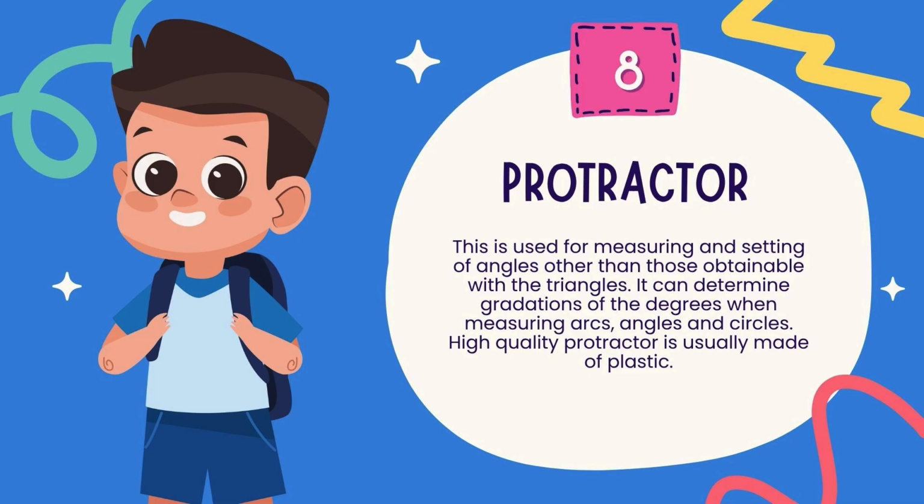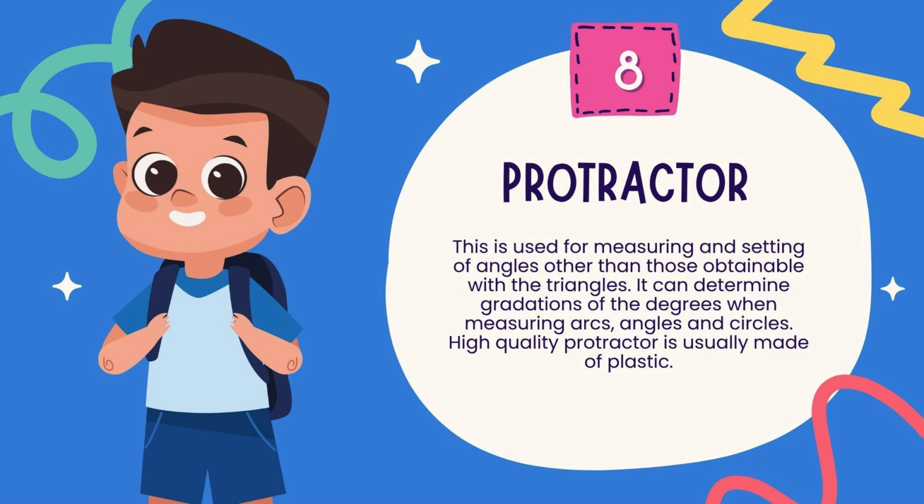Protractor. This is used for measuring and setting of angles other than those obtainable with the triangles. It can determine gradations of the degrees when measuring arcs, angles and circles. A high-quality protractor is usually made of plastic. A protractor is an essential instrument in technical drafting because it allows the drafter to measure and construct precise angles.